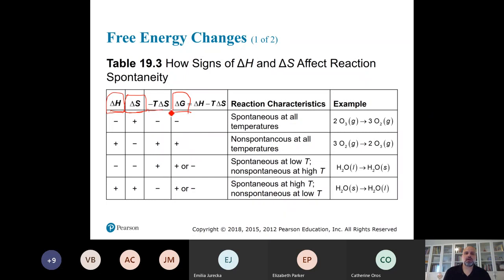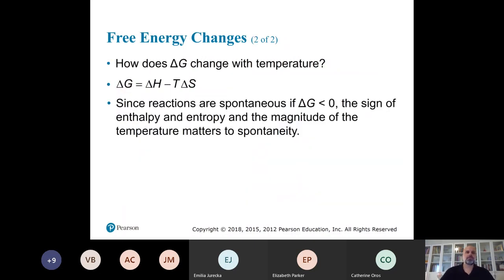And the entropy component is affected by temperature, so we have to take temperature into account when we're looking at the overall free energy of the system. All right, so that's where we left off. So the question here is, how does delta G change with temperature? How does the free energy change with temperature?